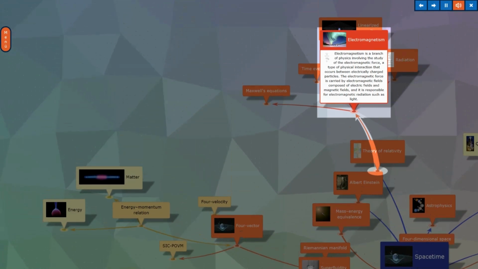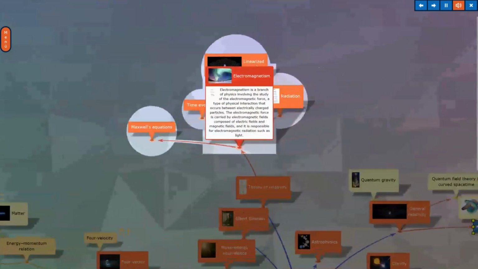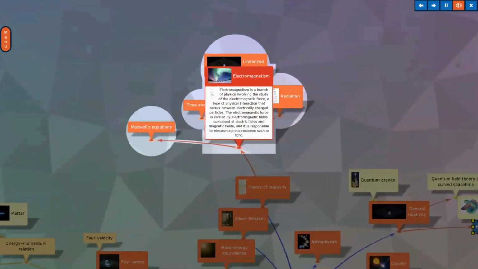Electromagnetism. Electromagnetism is a branch of physics involving the study of the electromagnetic force, a type of physical interaction that occurs between electrically charged particles. The electromagnetic force is carried by electromagnetic fields composed of electric fields and magnetic fields, and it is responsible for electromagnetic radiation such as light. The topic electromagnetism in overview.